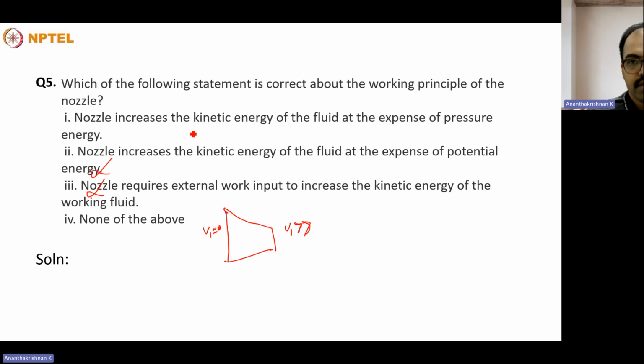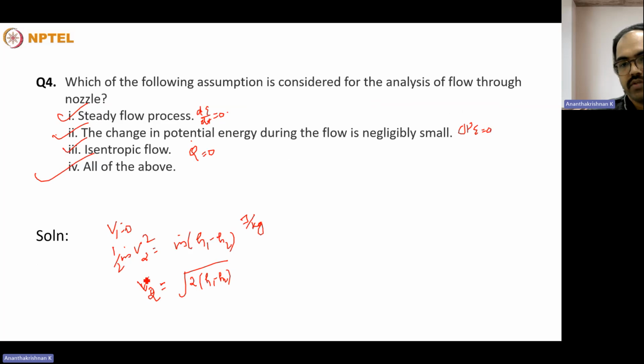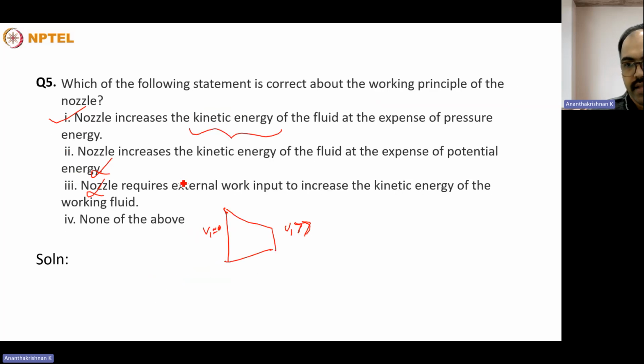And what happens? It increases the kinetic energy by using the pressure energy of the system. Basically, pressure energy is accounted in the enthalpy. So in the previous question, we have seen the change in enthalpy will be used to change the kinetic energy. Enthalpy decreases to increase the kinetic energy. So that is the option. So option one is right.